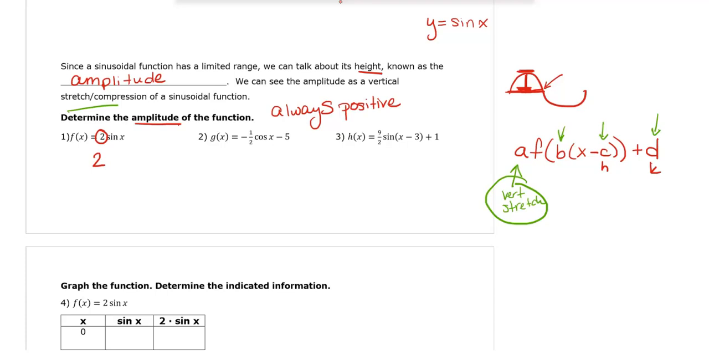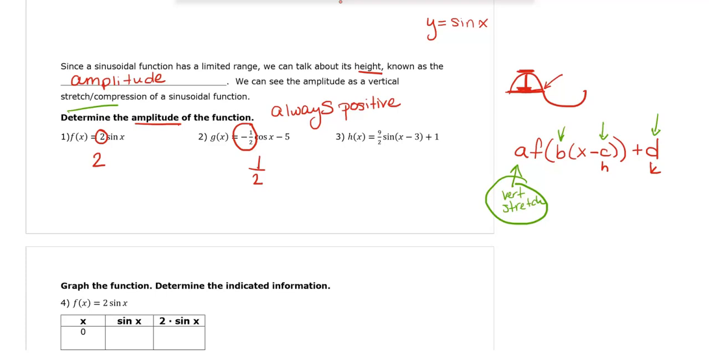So likewise right here, I have negative 1/2 cosine x minus 5. Well, the number that is multiplied out front of the trig function is that negative 1/2. So my amplitude is 1/2, not negative 1/2, because it is always positive.